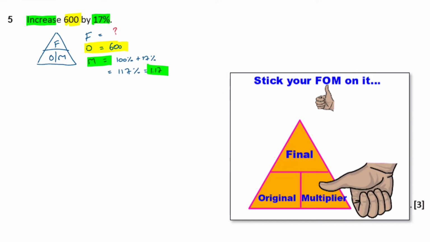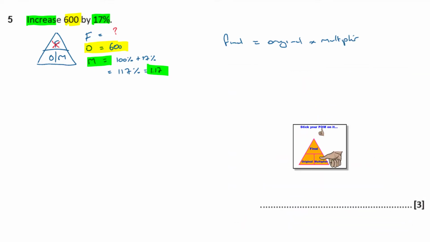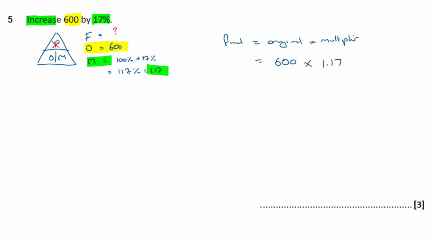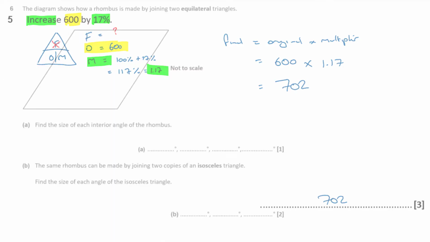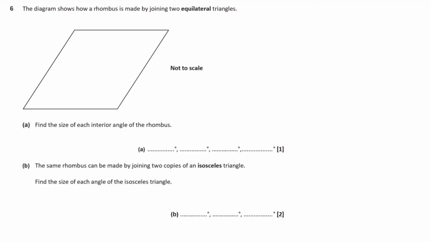Okay, so then cover up the thing I want to find. I want to find the final. That tells me what to do with the other two. Final equals original times multiplier, which is 600 times 1.17. Okay, just tap that into the calculator then. 600 times 1.17, that comes to 702. Okay, 702.